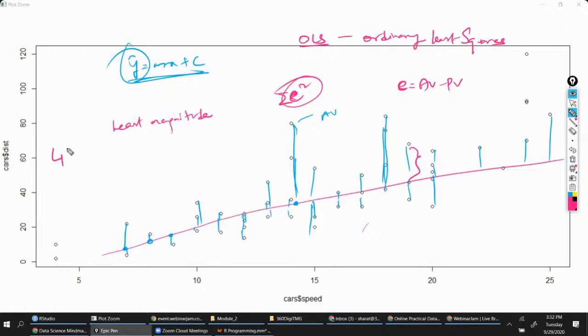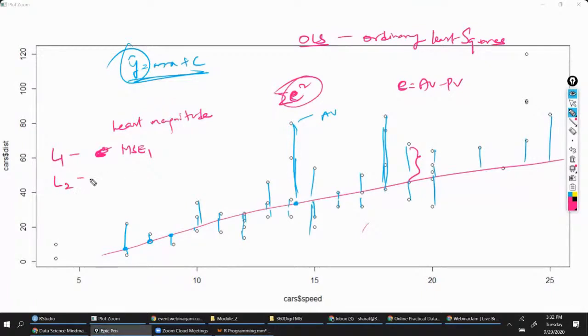Let's say this is line 1 and we are getting the least square errors. So this is the sum of squared errors, right? And we take the mean squared error, the average of squared errors. We'll record that. Let's say this is MSE 1.